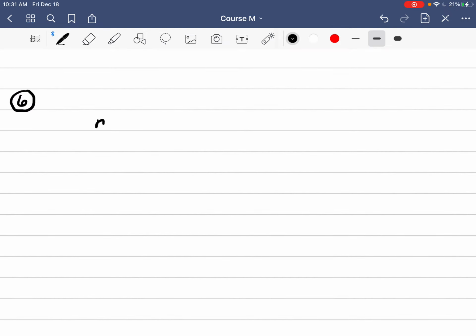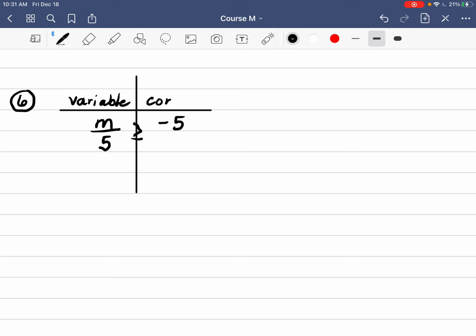Let's do m over 5 is greater than or equal to negative 5. And here is the power t. We have variable on this side, so it's already standardized, and constant on this side. And let's put a ghost 1 right there. So we don't want to move the m. It's already on the variable side.